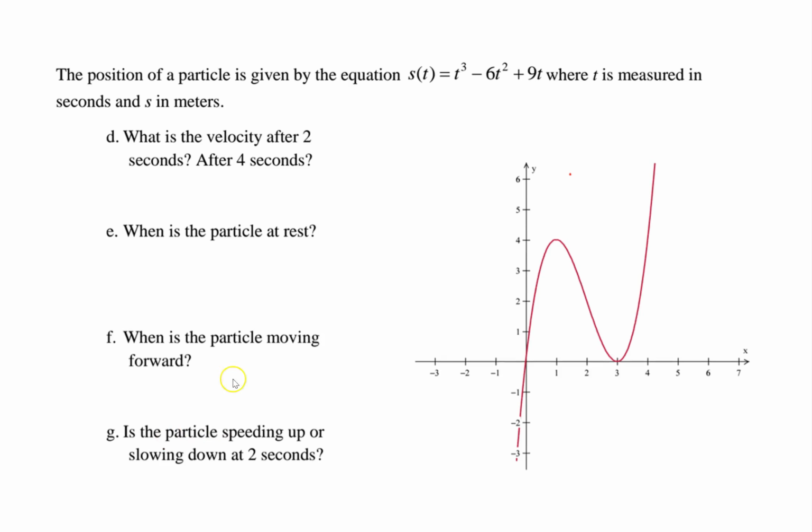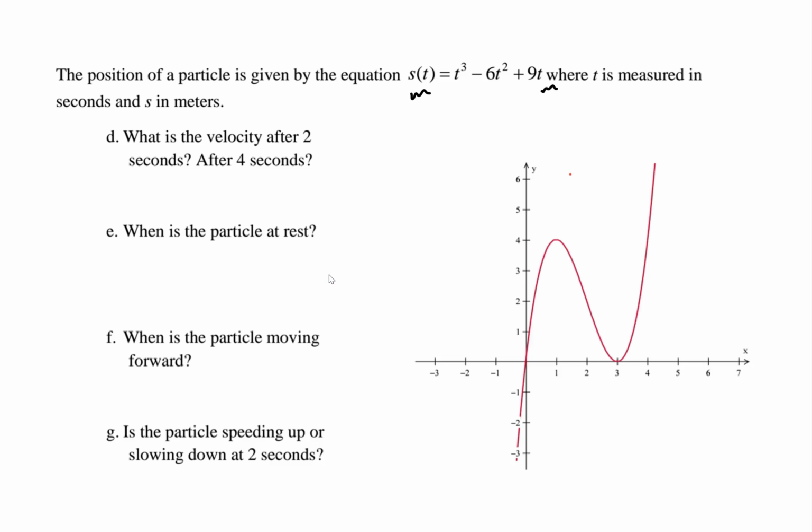The position of a particle is given by the equation s of t equals t cubed minus 6t squared plus 9t, where t is measured in seconds and s is in meters. So again, this is in meters. Right, that's what m is. I should say this, right? m is in meters, time is in seconds. It's more of the same thing, right?